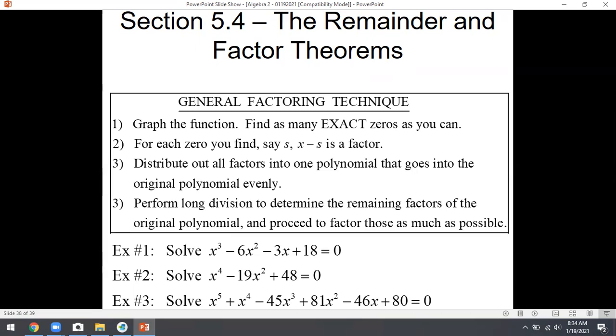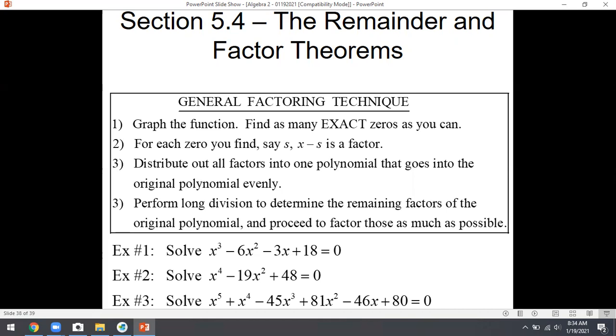This technique's a little bit of a hassle. You got to graph something, and you got to know a factor that goes into it. Then you got to do the long division. And then when you're done, you're still not done, because whatever is left over, you got to work on figuring out where that's 0. So it's a bit of a hassle, but it works all the time.